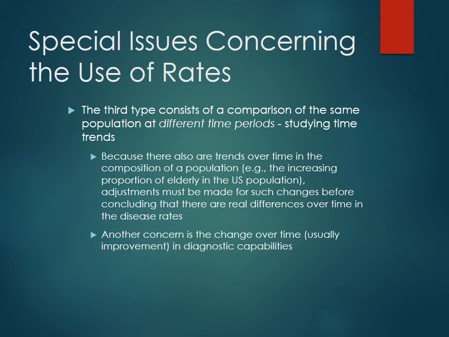So we can adjust for the differences in age in a population between say 1960 versus now, make adjustments for those ages and see if the incidence or prevalence of disease really changed over time. Another concern is going to be changes in diagnostic capabilities. As we mentioned, being able to diagnose MI in the 1800s versus now is obviously much different. And so again, you're not really comparing apples to apples in that case.